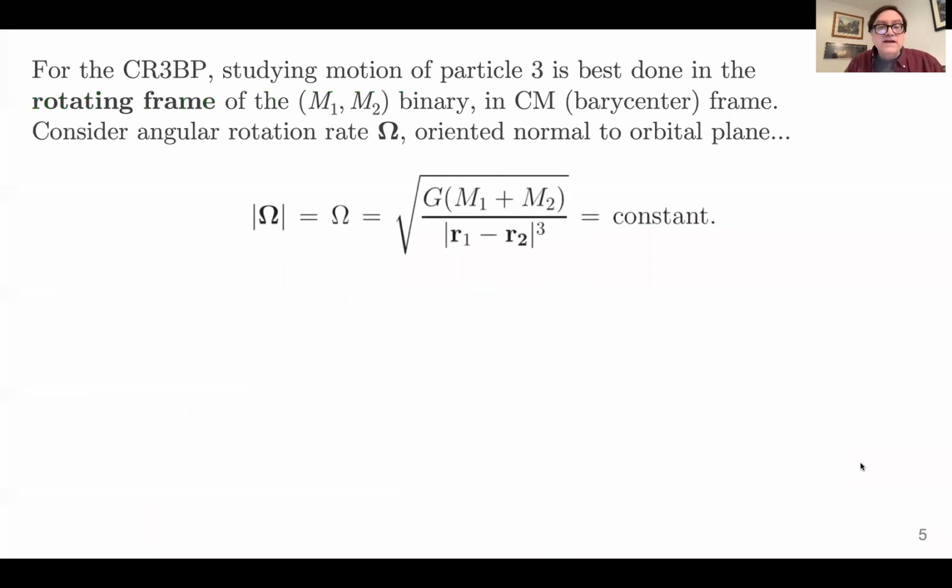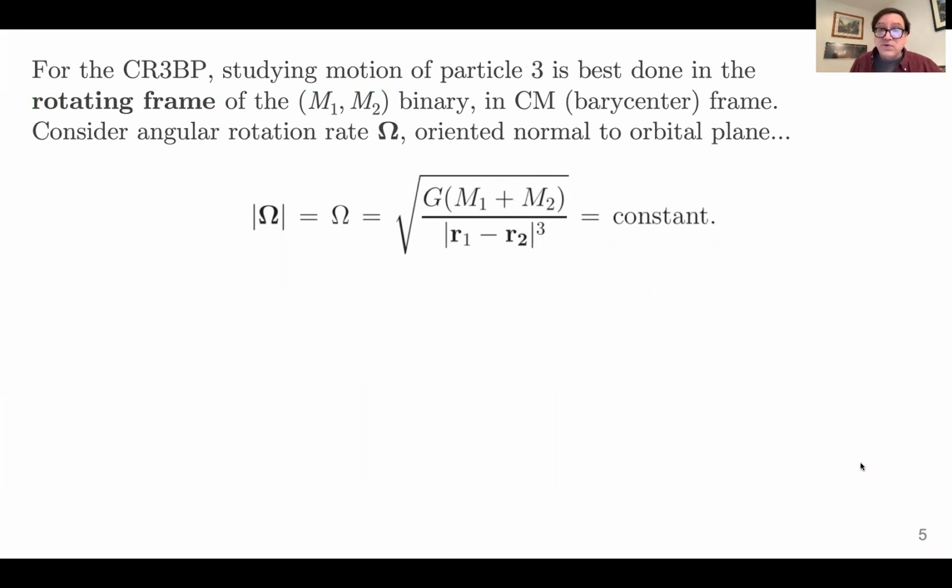All righty. So what do we do? We are assuming that M1 and M2 are in a circular orbit around one another, around a center of mass. We can take that center of mass as the origin, and we will see that things get much easier when we transform into the rotating frame of that M1, M2 binary. So we'll be thinking a lot about the angular rotation rate of that binary system, capital Omega, which we can think of as a vector.